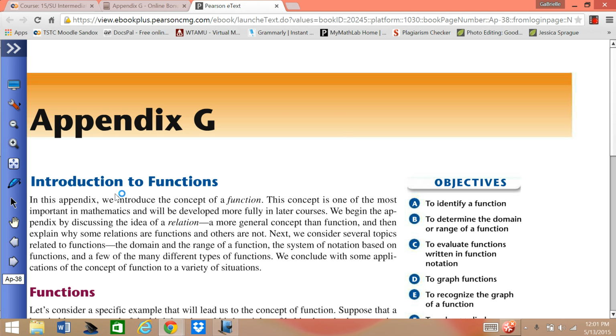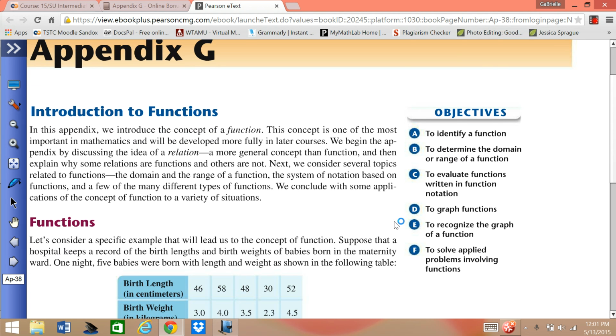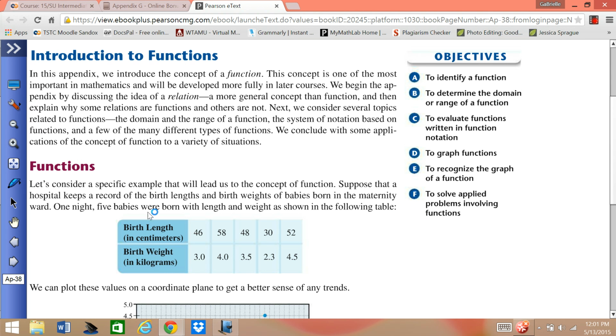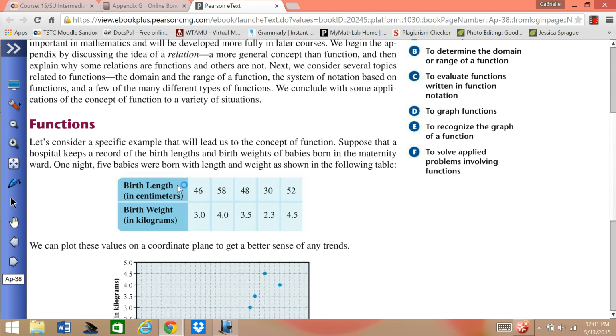So Appendix G talks about functions. In this we're going to introduce the concept of functions. We're going to talk about what a relation is and what that means, then what domain and range are, and then how we use functions. I have the book open, and I'm going to read from it and put in my own 2 cents. So, let's consider this specific example.